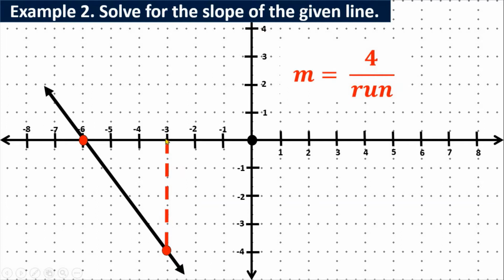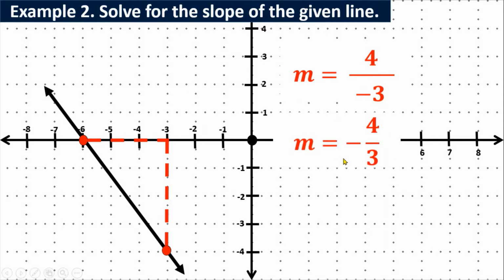Next, let's move 3 units to the left. 1, 2, and 3. Since we move to the left, the run now becomes negative. That means our run in this case is -3. m is equal to 4 over -3, which is equivalent to -4/3.